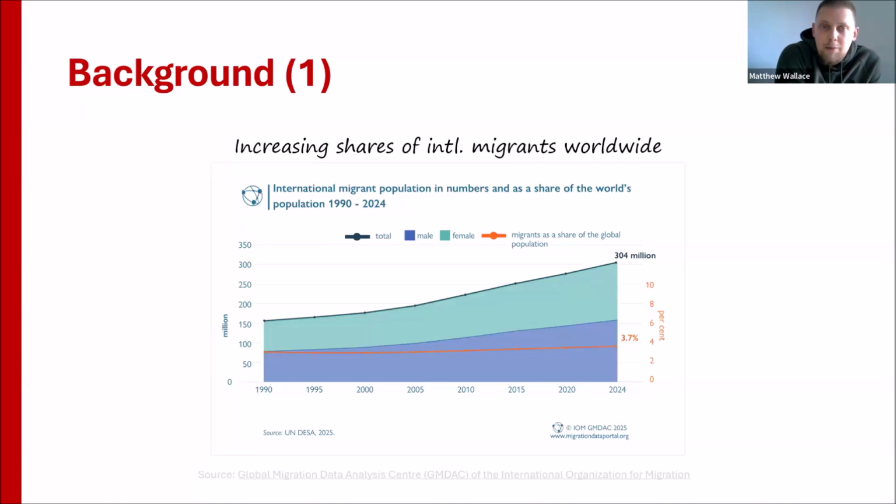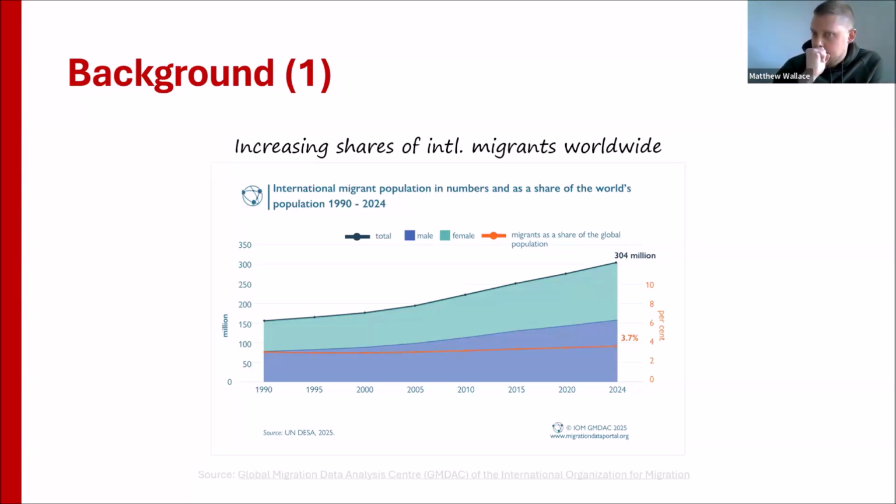This is a graph from the International Organization for Migration, and it shows numbers and shares of international migrants as a share of the world's population between 1990 and 2024. Essentially it tells us two things: that certainly the absolute number of migrants has increased over time in the last several decades, from 150 million in 1990 to 304 million by 2024. And broadly we can say the same thing, albeit with much lower growth in relative terms, to 3.7% by 2024.